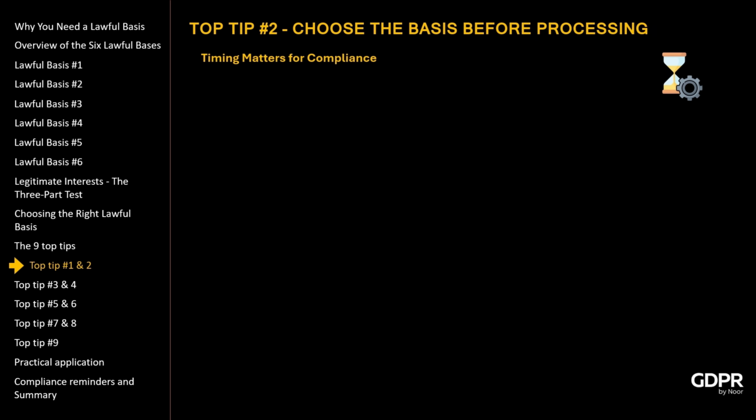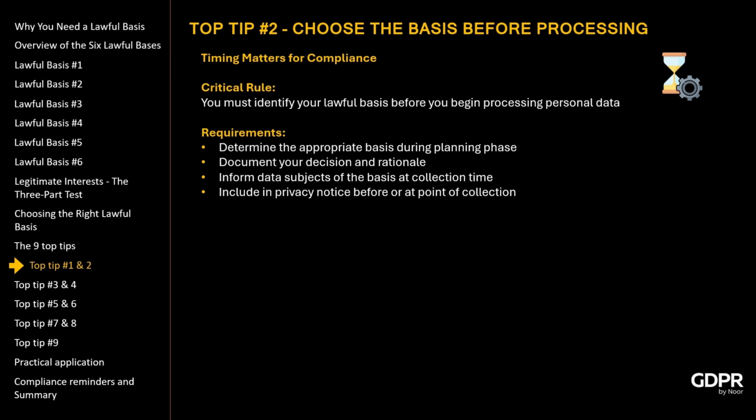Tip number 2 is all about timing. You must identify your lawful basis before you begin processing data. Not after, not midway through, but at the planning stage. This means choosing the correct basis early, documenting your reasoning, and telling individuals what the basis is at the point of collection, usually through your privacy notice.